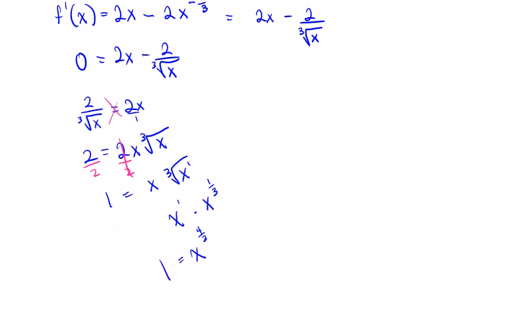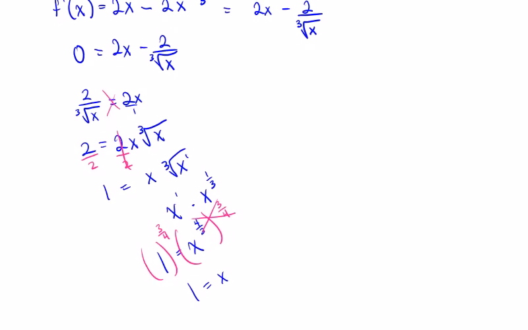Okay, so what we can do is, let's do it this way. We can raise both sides to the 3/4 power, right? And that will cancel out this. And so we'll end up with x to the first power equals 1 to the 3/4 power, and 1 to any power is 1, right? So x to the first is just x, so really x equals 1. So that's our critical point, okay?